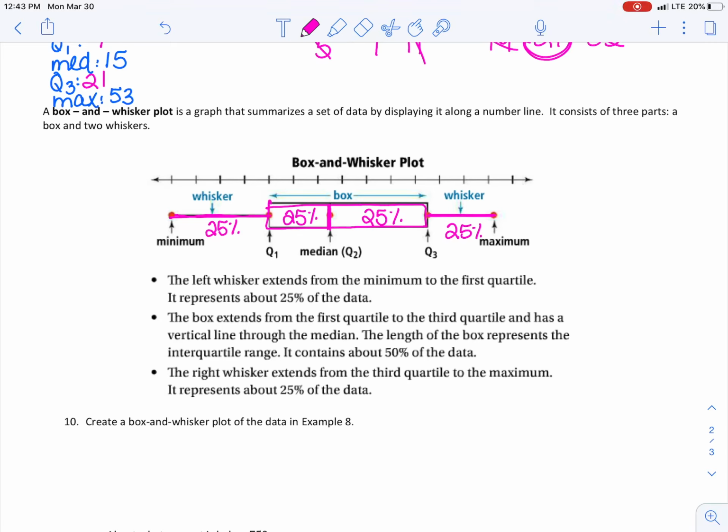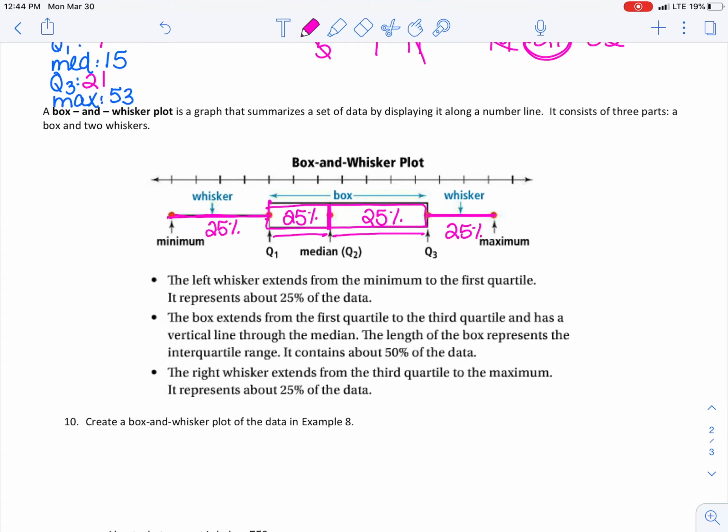Now, if you look at this though, it doesn't look like they're equal. That's okay. That just means that from the minimum to quartile 1, there's a greater range there. If you look at the boxes from Q1 to Q2 and from Q2 to Q3, there's a difference in the width of each of those boxes. All that means is that there's a difference in the range of the data that still is representing 25% of the data though.